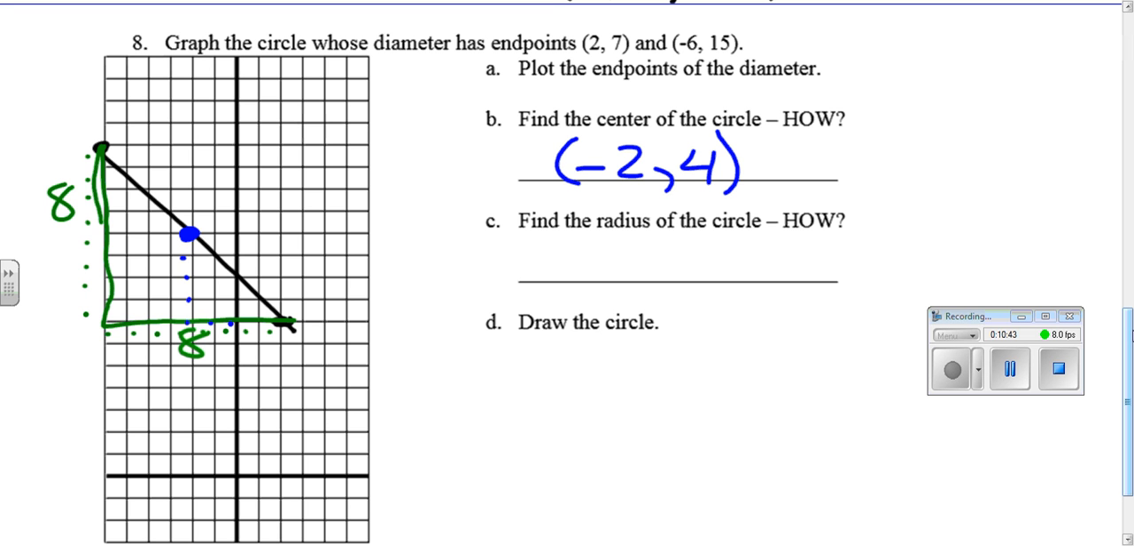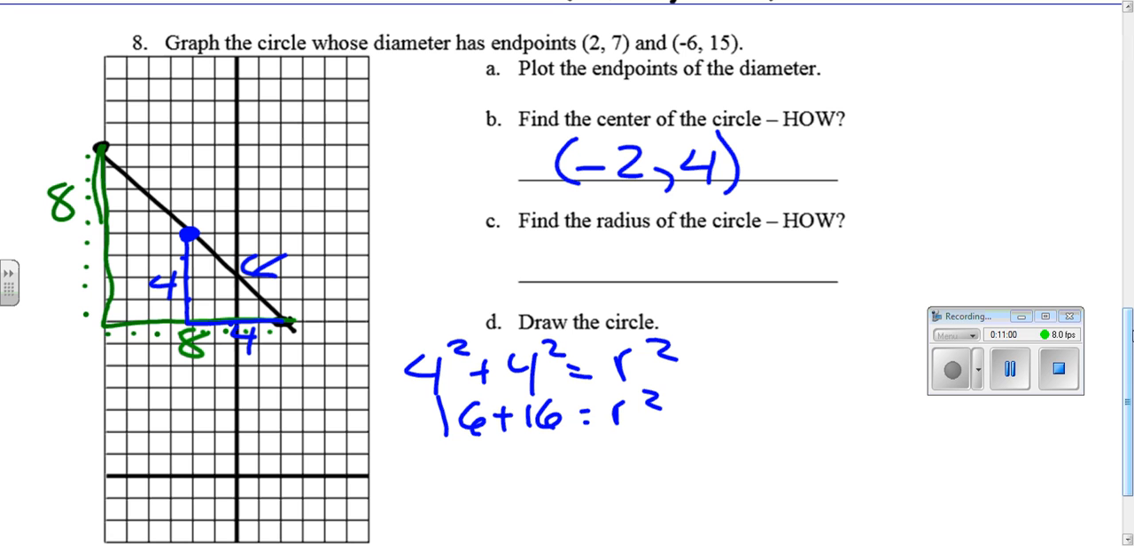Find the radius of the circle. So now we need to find the distance of this. Going back to this, it's 4 and 4. We already knew that. So we're going to use the Pythagorean theorem. 4 squared plus 4 squared equals our radius squared. So 16 plus 16 equals r squared. 32 equals r squared, which is what we need for the equation, but let's keep in mind it asks for the radius, so we have to take the square root.